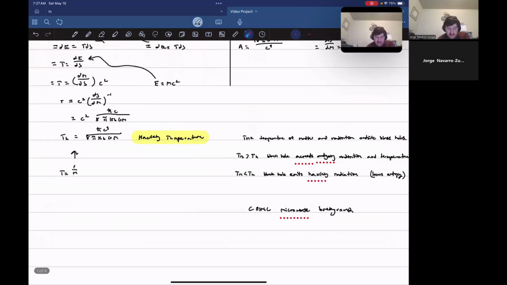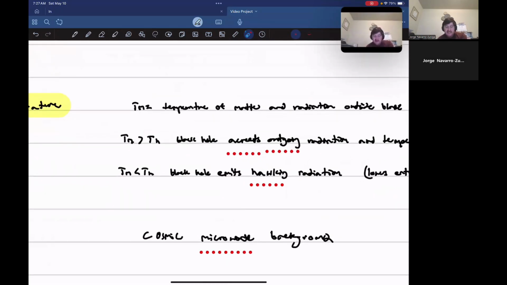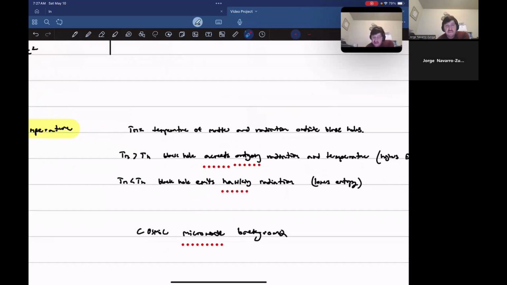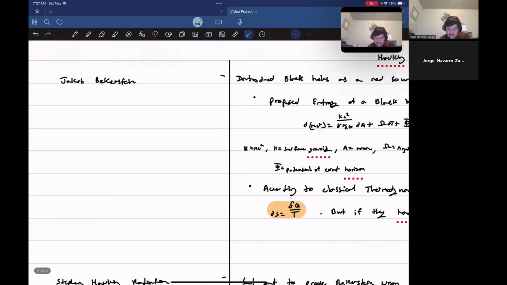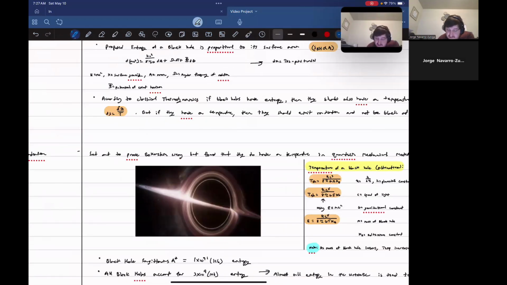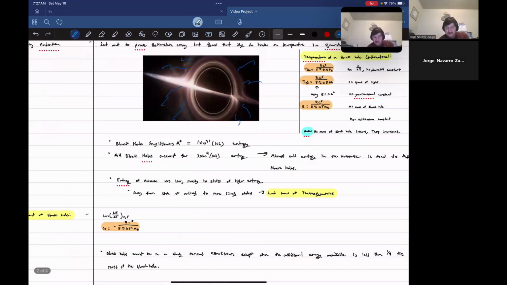So if we define Hawking temperature as TH, we can define TM as the temperature of matter and radiation outside of black holes. Whenever TM is greater than TH, a black hole accretes outgoing radiation, meaning it's pulling stuff in, which raises the entropy of the black hole. Whereas when TM is less than TH, the black hole emits Hawking radiation and lowers the entropy of the black hole. So looking at this right here, it'd be radiating out at all times like that. But this is only true if the temperature outside of the black hole is less than the temperature of the black hole, following the second law of thermodynamics.